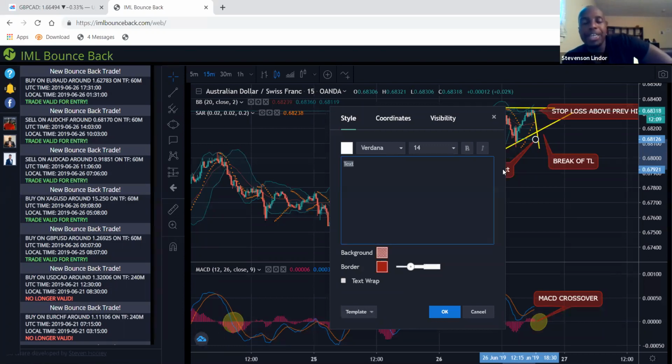So again, we wanted to make this very user-friendly and allow the person who's trading to decide when they get in, when they get out, when they take profit. All we're doing is giving you the system on how to properly trade this.